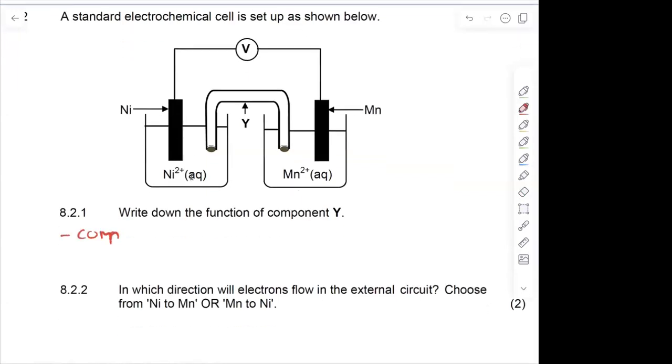Let me quickly write this. Complete the circuit will work. It will maintain electrical neutrality. And then also it keeps our electrolytes separate, but any of those 2 should definitely work. Well done, guys, for those 2 things.